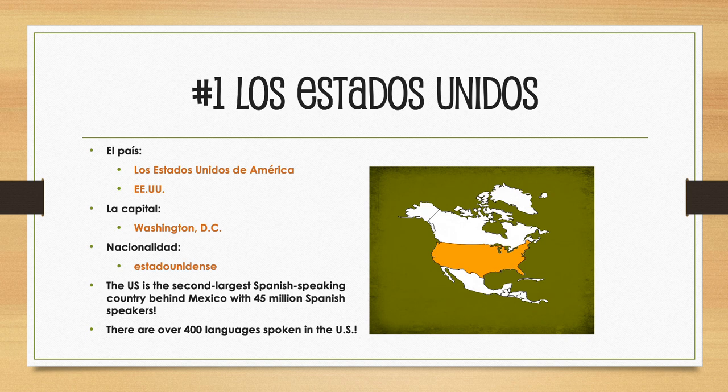But estadounidense. The U.S. is the second largest Spanish-speaking country in the world. Only Mexico has more Spanish speakers. There are over 45 million Spanish speakers. That would be native Spanish speakers if you include people who speak it as their second language as well, or third language. We're looking at about 1/5 of the population of the U.S. speaks Spanish. There are over 400 languages spoken in the U.S. English is one of the immigrant languages in the country.